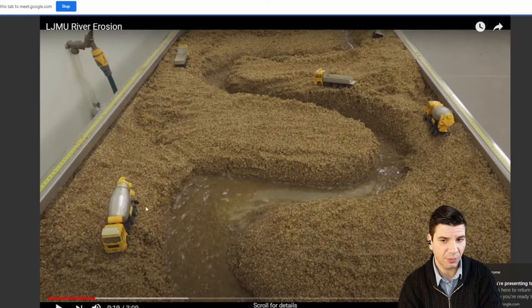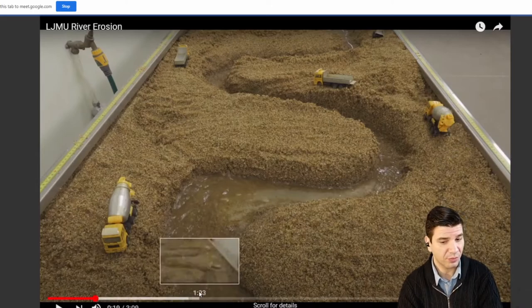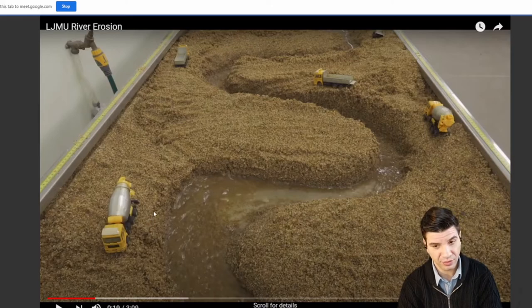Now you'll notice we've got one, two, three, four, five construction vehicle toys sitting on the edges of the river. Notice that the river has bends to it. This bank is known as the outside of the elbow. That's on the outside of the elbow. That guy is on the outside of the elbow. The inside of the elbow would be here.